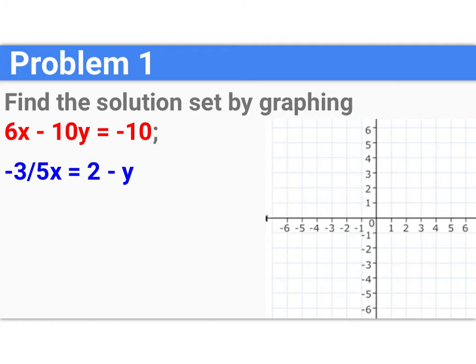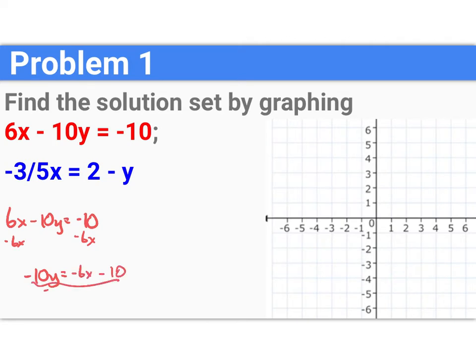Okay, find the solution set by graphing. So we have a red line. I'm going to do this in slope-intercept form. I couldn't make this any easier on myself, could I? Okay, so let's start with the red line. 6x minus 10y equals negative 10. Subtract 6x from both sides. Negative 10y equals negative 6x minus 10.